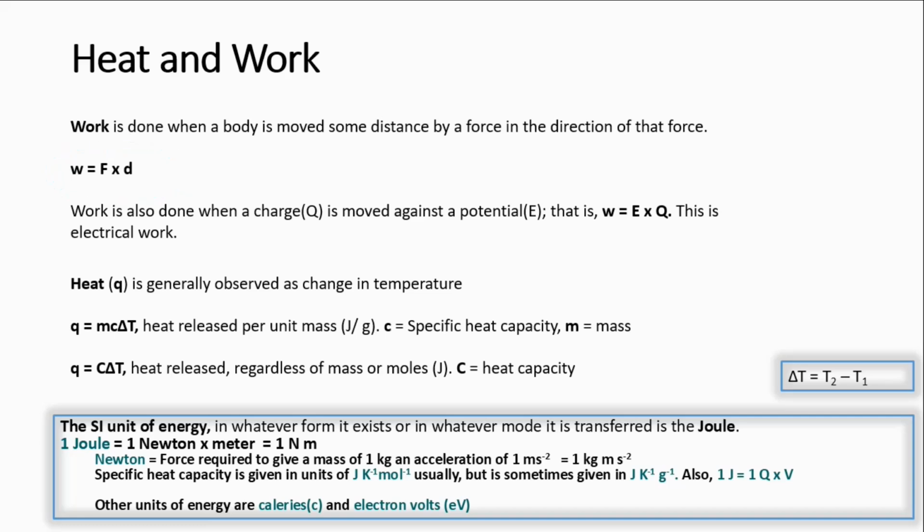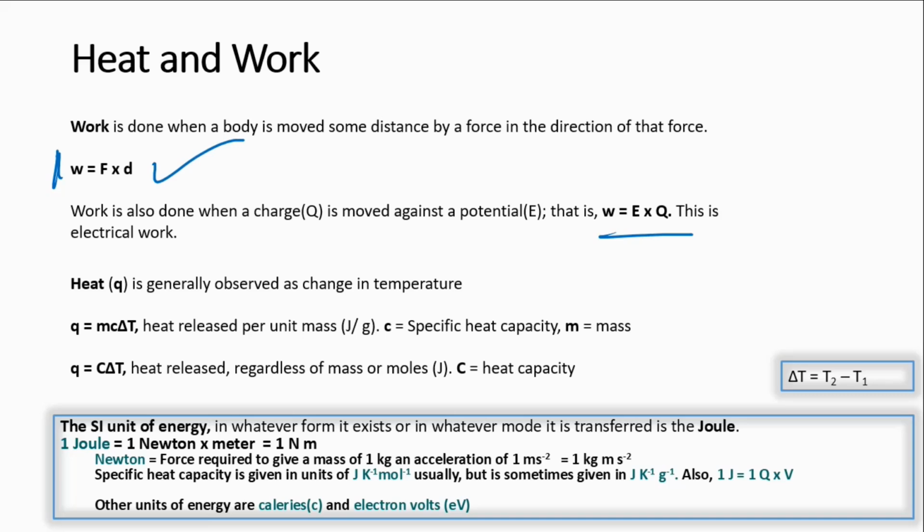So this is more like mechanical work. We can also calculate electrical work, and electrical work is done when a charge is moved against a potential. So electrical work is equal to E times Q, where E is the voltage and Q is the charge, which will be in coulombs. But of course, our main focus for this course will be mechanical work.